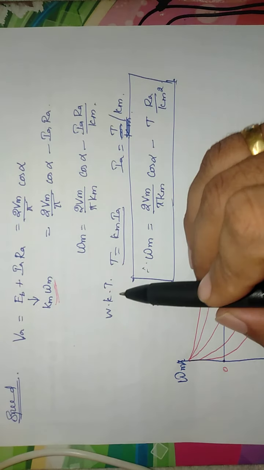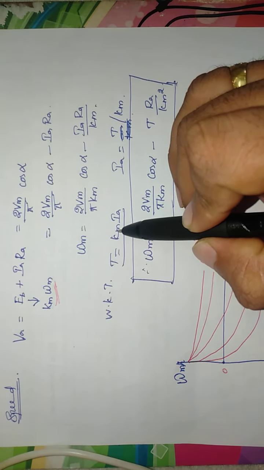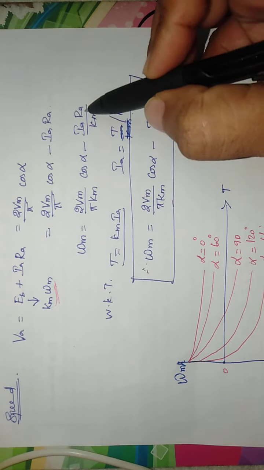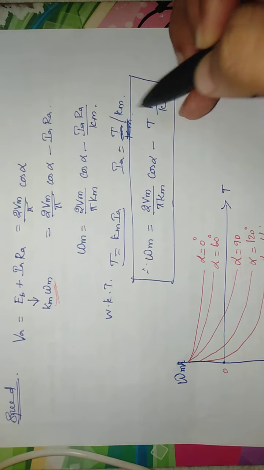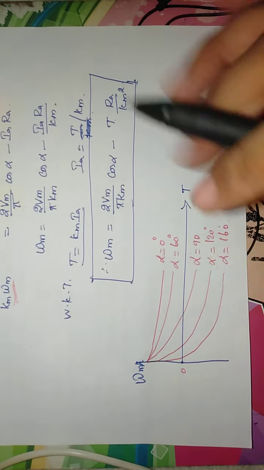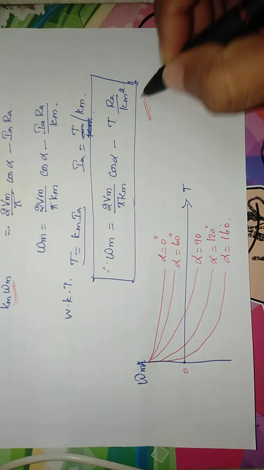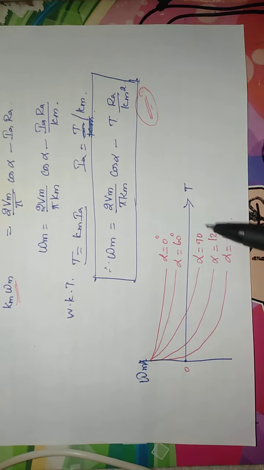Already we have studied that T is equal to Km Ia. So we just substitute Ia equal to T divided by Km. Substituting the Ia value here, from this equation we can know the speed value. This is exactly what we are getting.